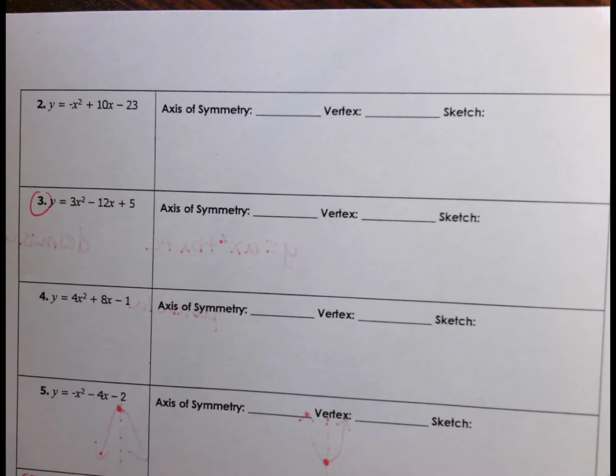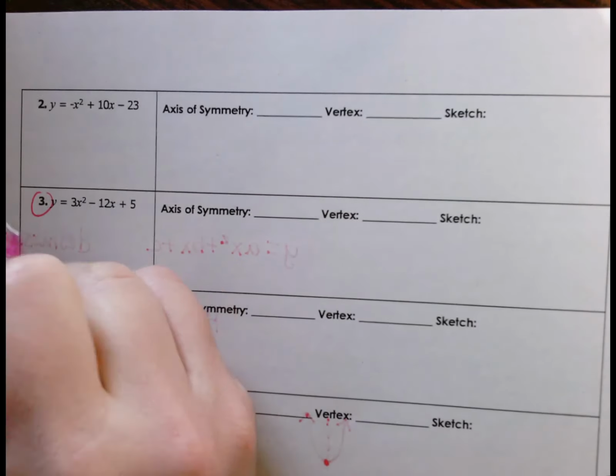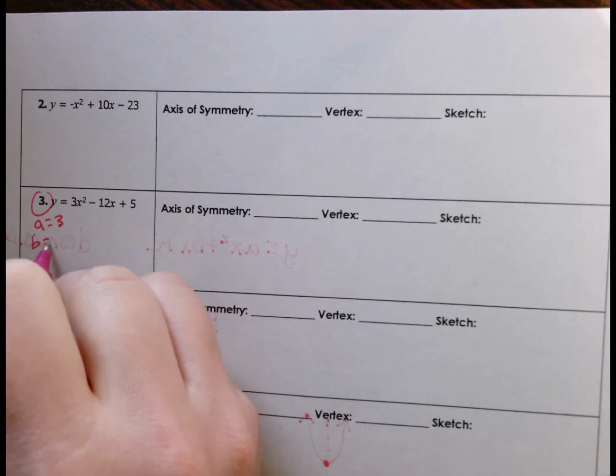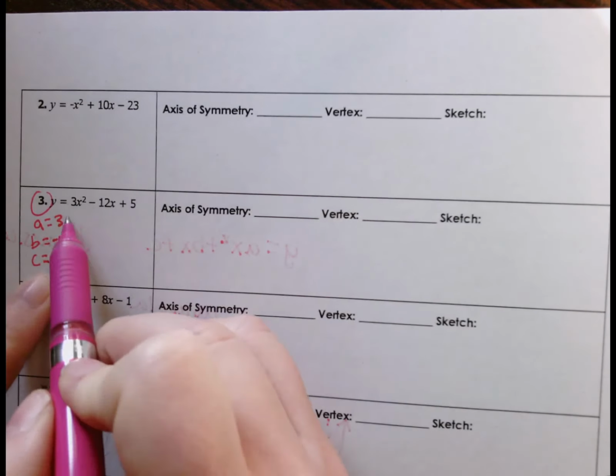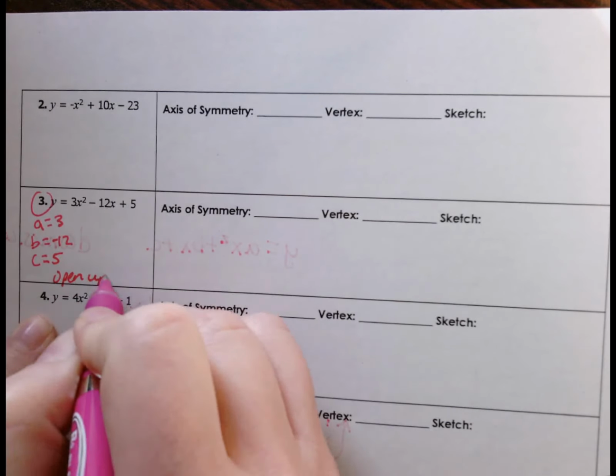Okay, I just want to do a few more examples with you, a few more things that you may see. So we're going to go ahead and start with this example right here. That's number 3. So again, we know that A here is equal to 3, B is equal to negative 12, and C is equal to 5. And since A is a positive 3, we know that it's going to open up.